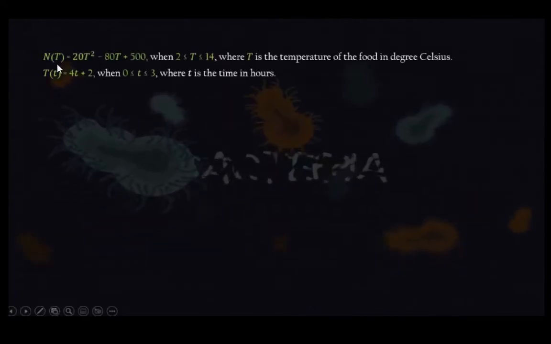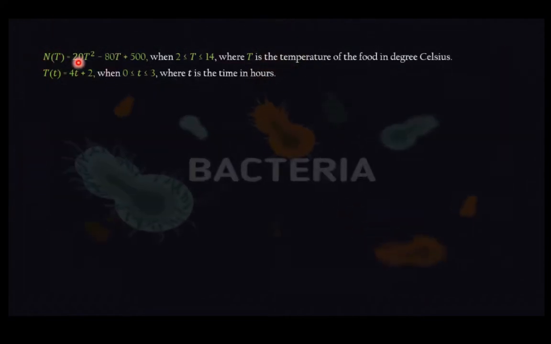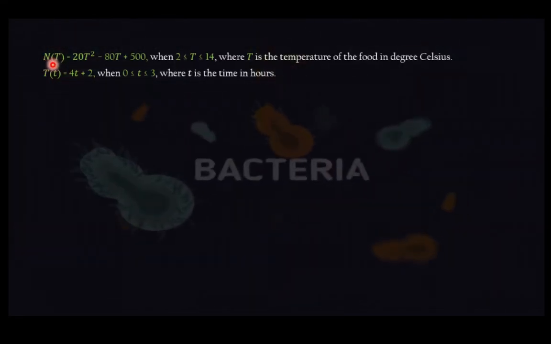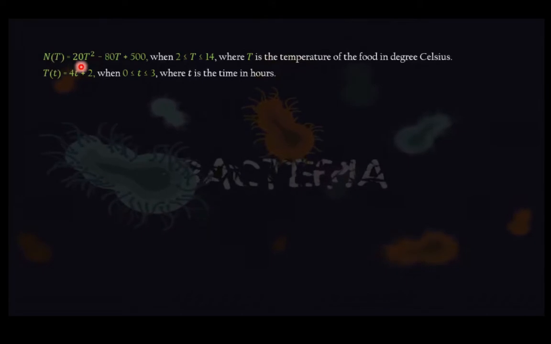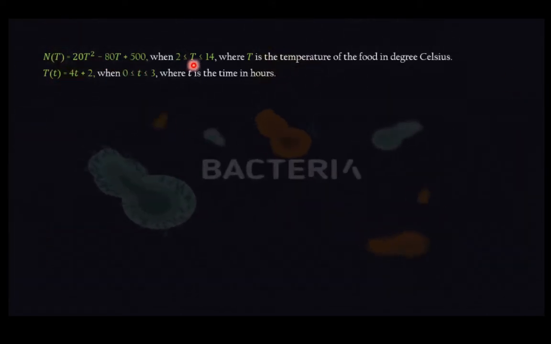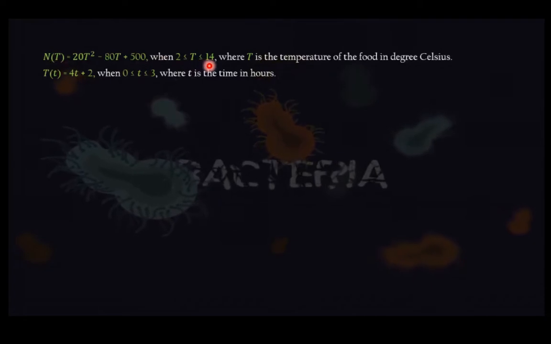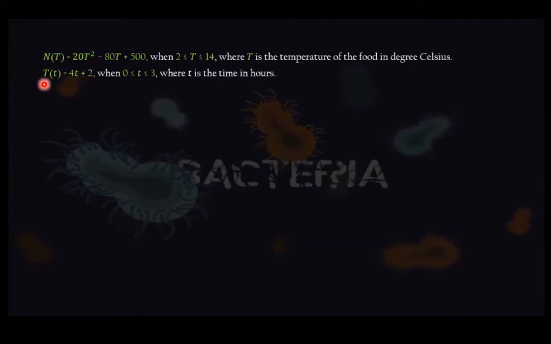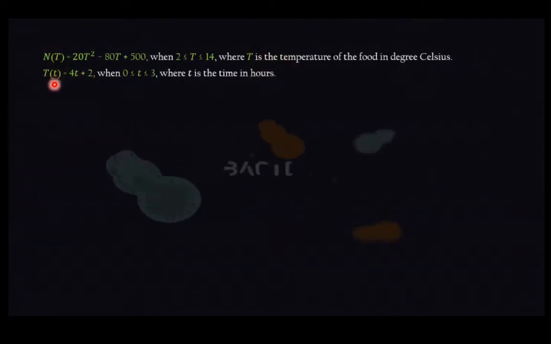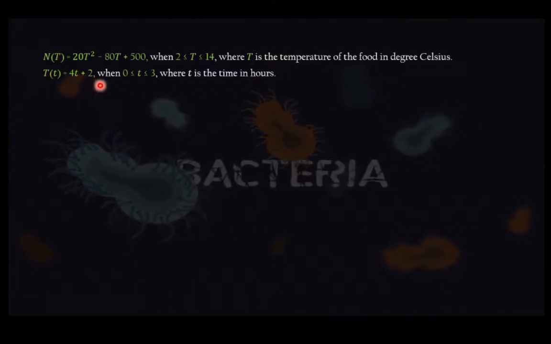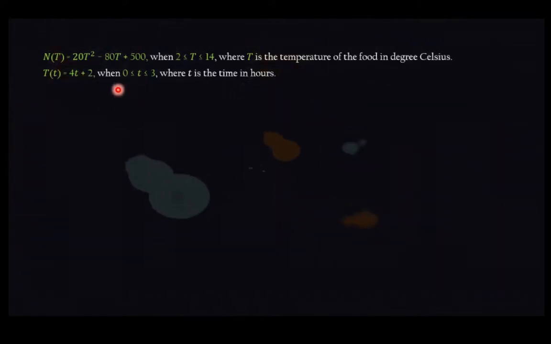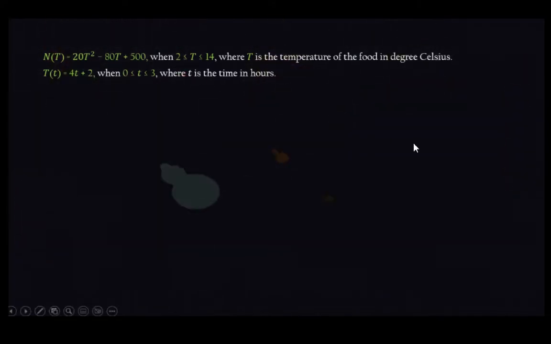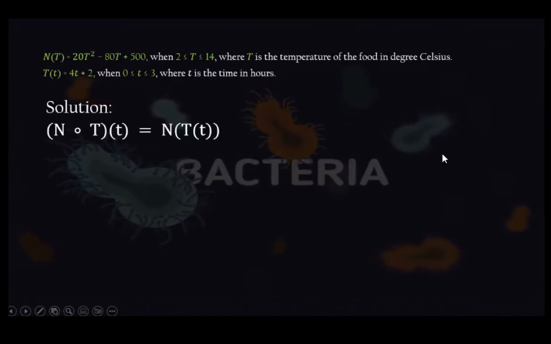First, we write the given from the problem. We have N of T, the number of bacteria at the given temperature. This is the formula that we will be using, where T is greater than or equal to 2 but less than or equal to 14. And the temperature with a given time, T of t, equals 4t plus 2 when the time is from 0 to 3, in terms of hours. So, here is our solution.